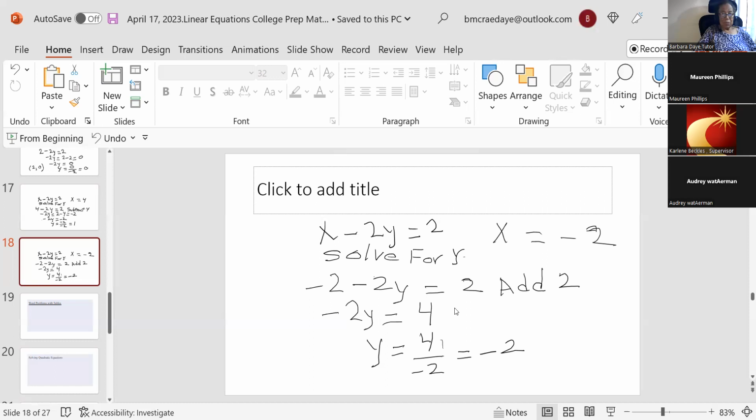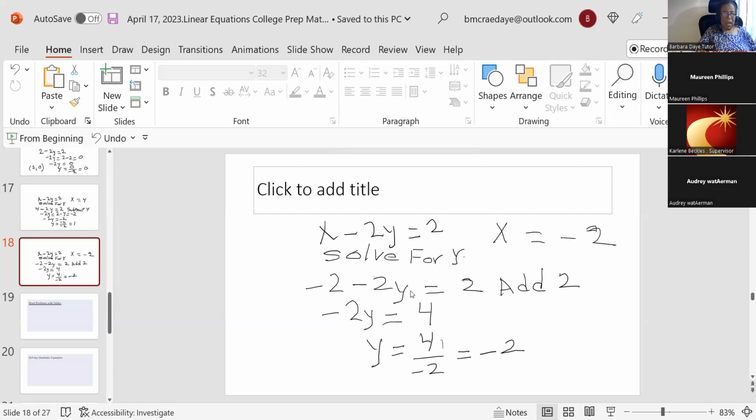Got it, Audrey? Okay, where are you confused? Right here? You didn't have this part? The negative 2 minus 2y is 2, right? That's right. That's just substituting for x minus 2. So that becomes minus 2 minus 2y equals 2. That's just saying, let me take the value given for my x, and that's a minus 2.